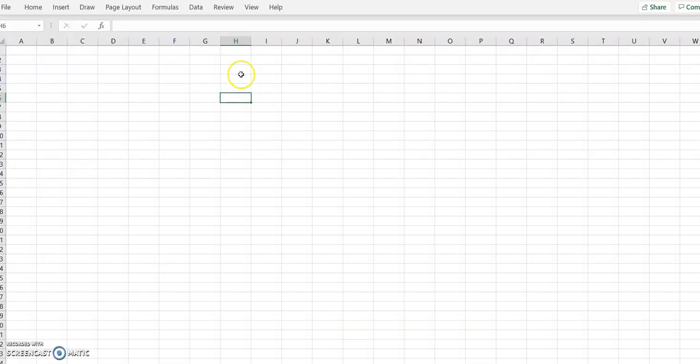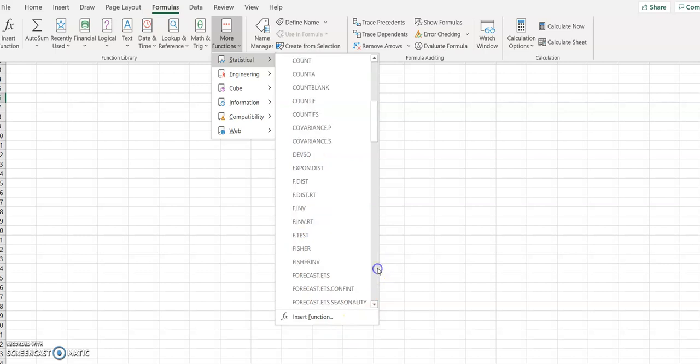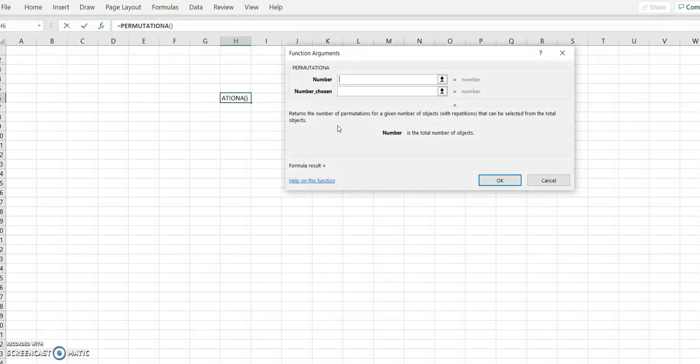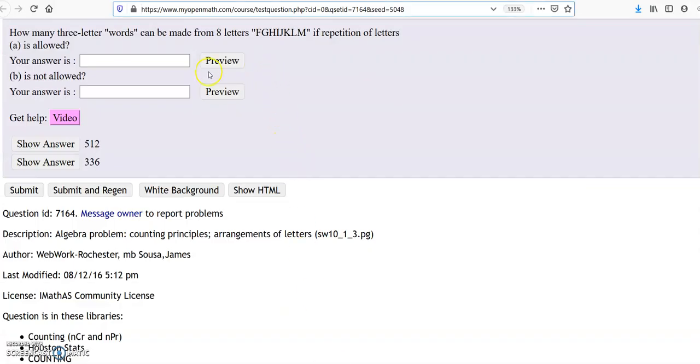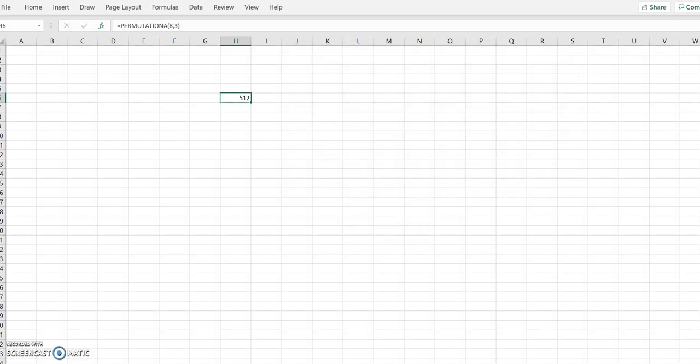So if the letters can be repeated, that function in Excel is formulas, more functions, statistical, and permutation A. So let's see, where's that? Permutation A, there it is. Okay, and then there are 8 total letters, and we want 3 letters out of those 8 possible. So the 8 goes first in the total number, and the 3 goes second, and that's how many we're choosing. And you hit OK. So the answer is 512.